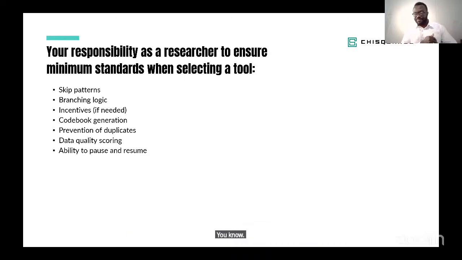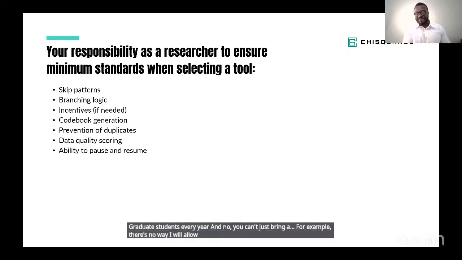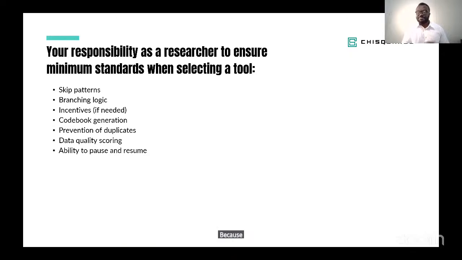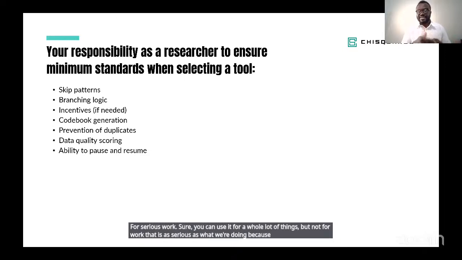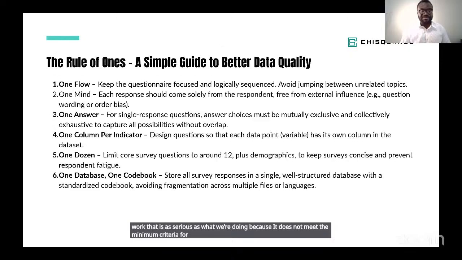I supervise several graduate students every year. And no, there's no way I'll allow students I supervise to collect data on Google Forms, because that's not a research platform. That's not a research tool for serious work. Sure, you can use it for a whole lot of things, but not for work that is as serious as what we're doing, because it does not meet the minimum criteria for what we're trying to do.